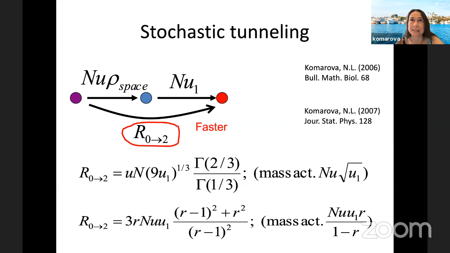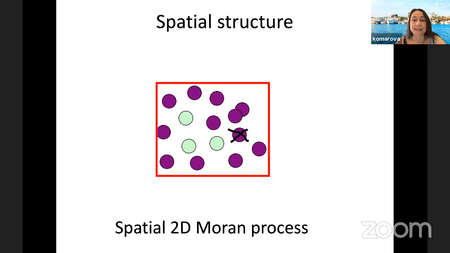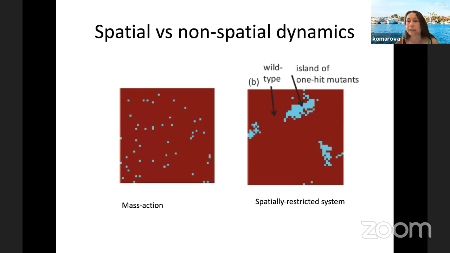So we first did it in 1D, and then it was done in higher dimensions by us and by other people. And so, yeah, you can envisage that it works in the same way. One cell is killed and is replaced by the progeny of its neighbors. And again, the rate of evolution is significantly higher in a spatial system.